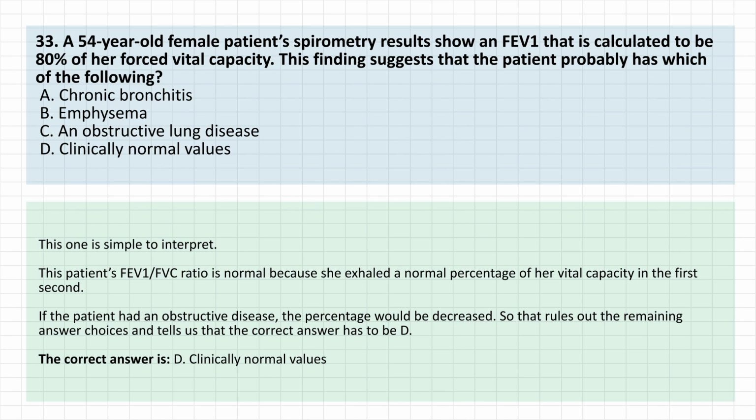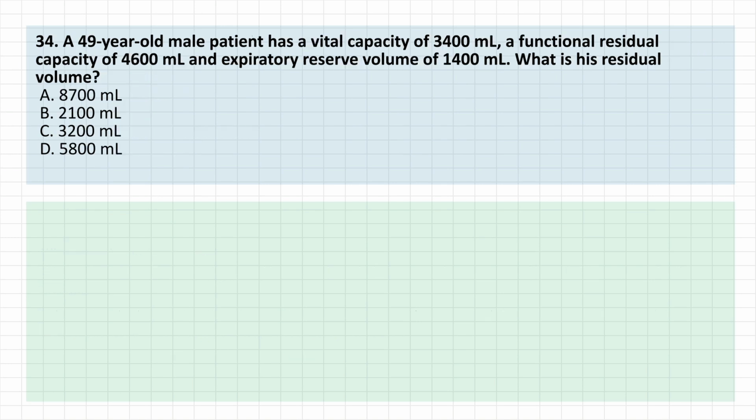Clinically normal values. This one is simple to interpret. This patient's FEV1 to FVC ratio is normal because she exhaled a normal percentage of her vital capacity in the first second. If the patient had an obstructive disease, the percentage would be decreased. So that rules out the remaining answer choices and tells us that the correct answer has to be D. Clinically normal values.